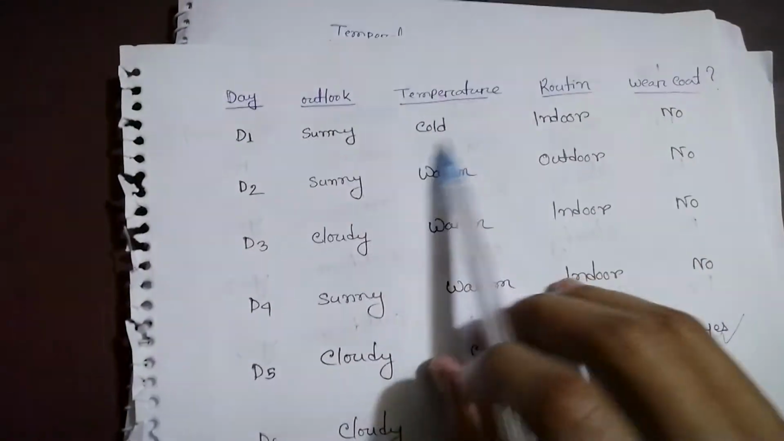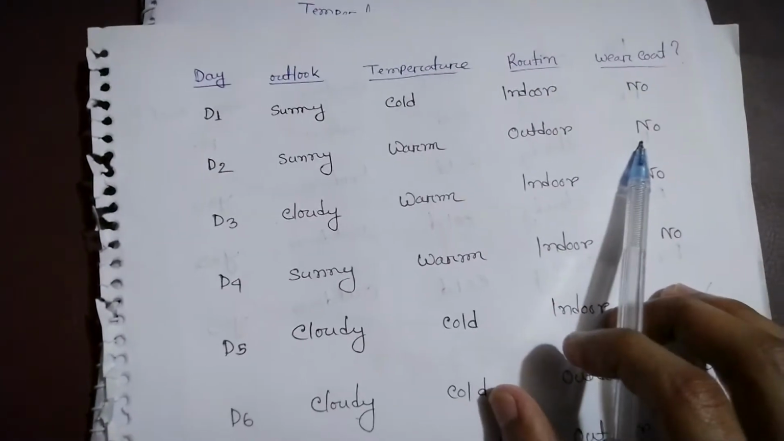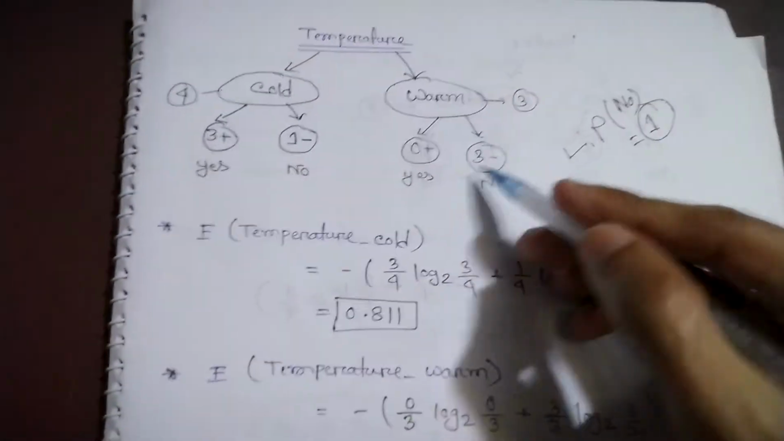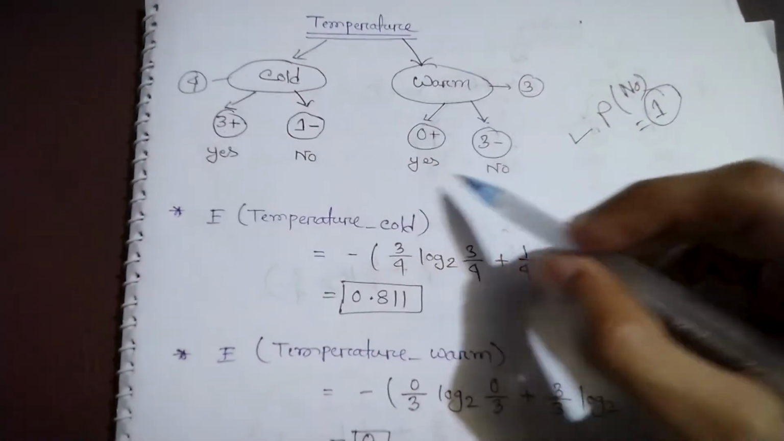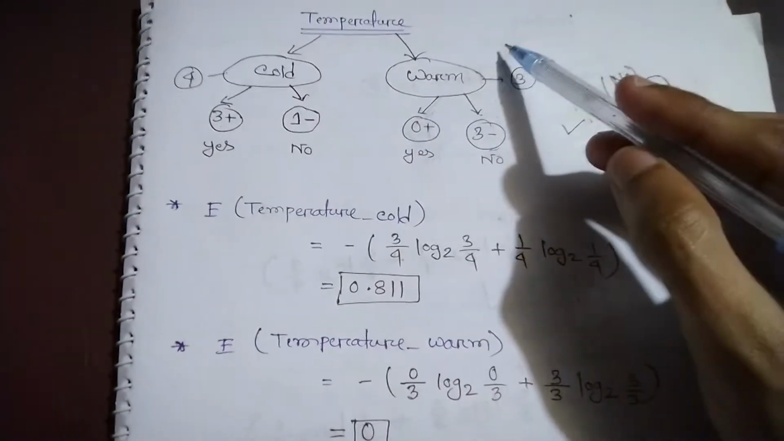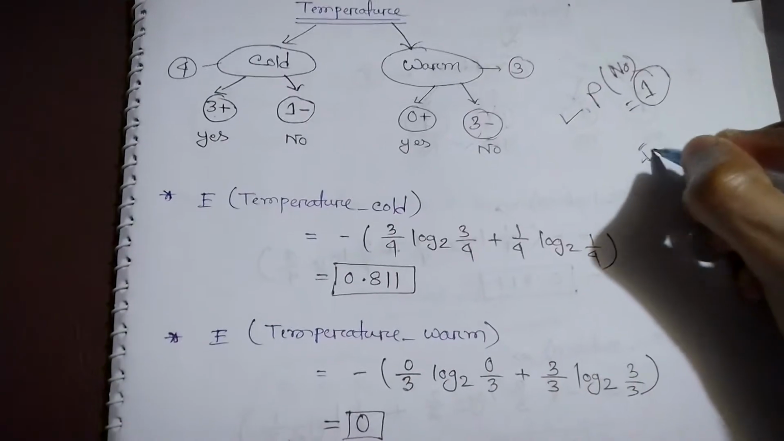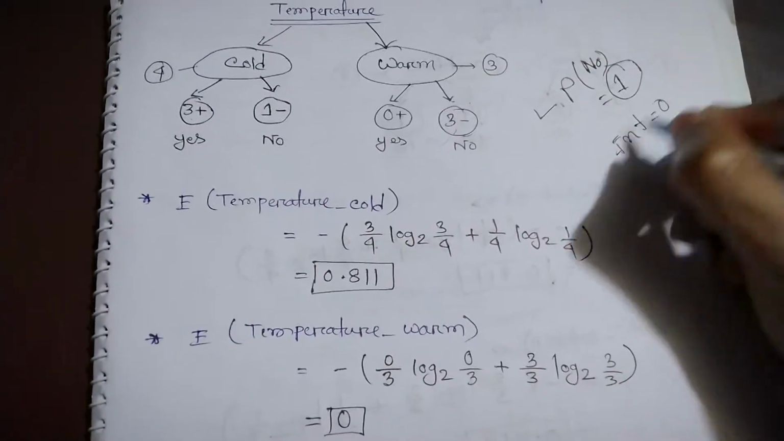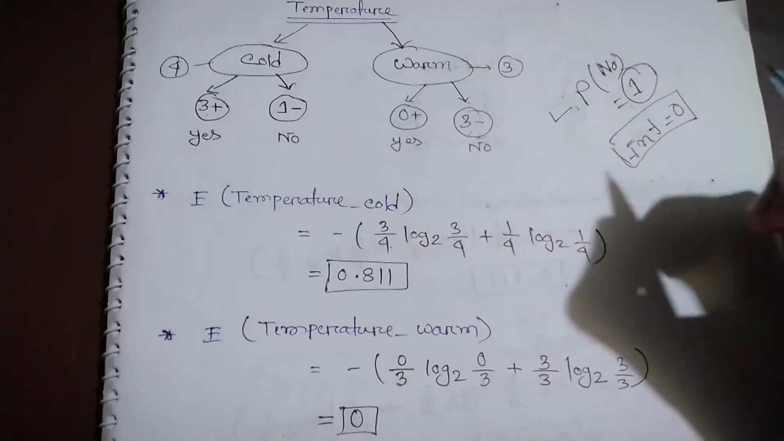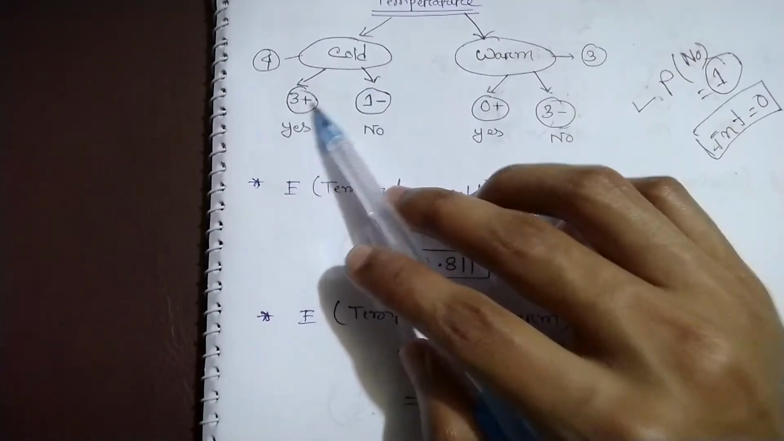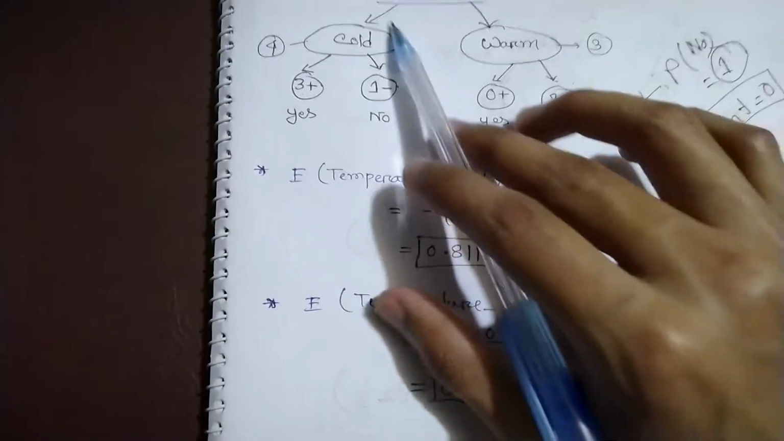So let's see it in our data set. When your temperature is warm, there is always no. Temperature warm, no. So there is no possible yes case. This one is solved because there is no problem in that data set. The probability is always 1, so our entropy is 0. That is what we want. But here our entropy is not 0 because there is a mix between yes and no, so you need to calculate it further.